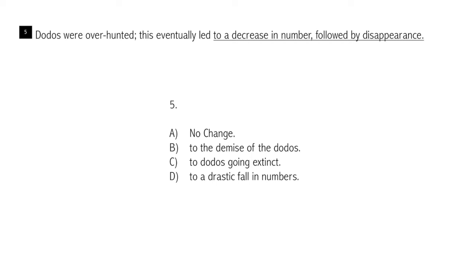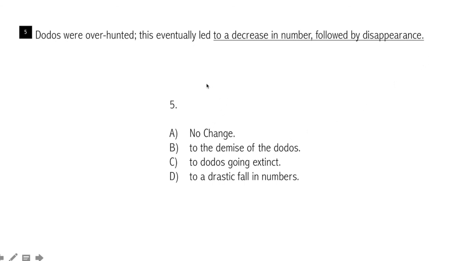5. Dodos were overhunted. This eventually led to a decrease in number followed by disappearance, right? Now one thing you'll see is that one of the things the SAT wants you to understand is that being concise, or brevity, is key, and therefore if something very long can be rewritten in a shorter manner, that option is always the better option to choose. So this eventually led to a decrease in number followed by disappearance. This is a very long phrase that needs to be replaced. If it's something that long, it likely needs to be replaced.